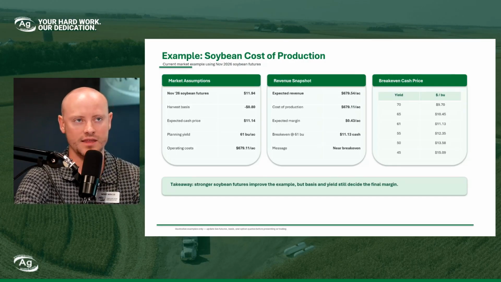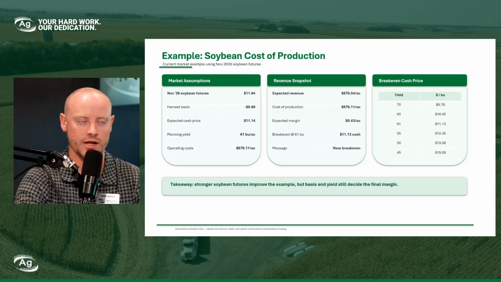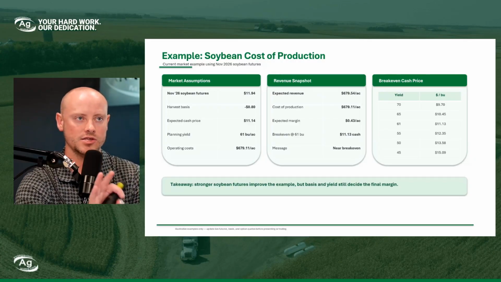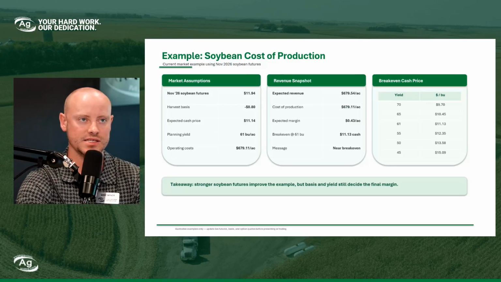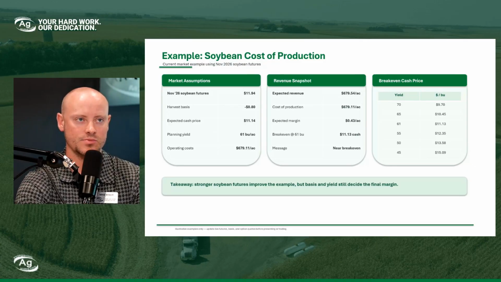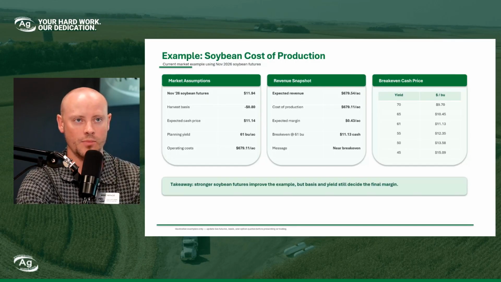On the soybean side, let's use 1194. We've been trending a little higher on the soybeans throughout the marketing season, after setting the Feb average price at 1109. So in this example, with an 80 under basis, 1114 on the expected cash price. We're planning on 61 as a yield, $679 in operating cost, just like Iowa State. In this example, we're pretty much at a break-even level using those scenarios.